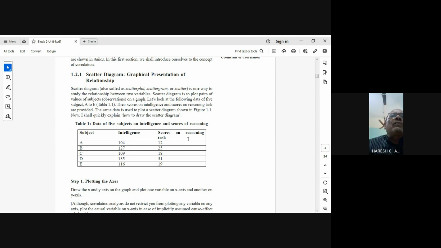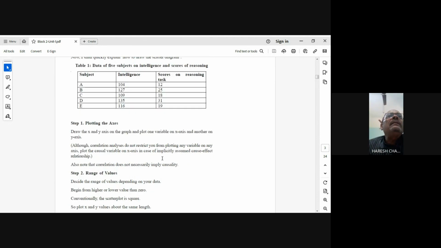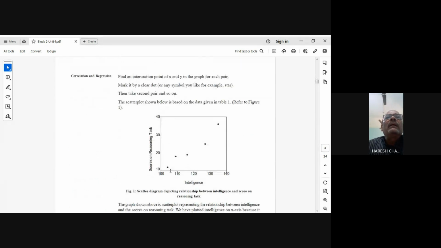Now, here are 5 subjects having intelligence scores 114, 127, 109, 135, 116. And similarly, the reasoning task scores are 12, 25, 18, 31, and 19. Now, if you want to have a scatter plot, it gives you an idea about what kind of relationship. It is a preliminary idea. Now, this is being made into a scatter plot here. Now, 1, 2, 3, 4, 5. These are the 5 plots.